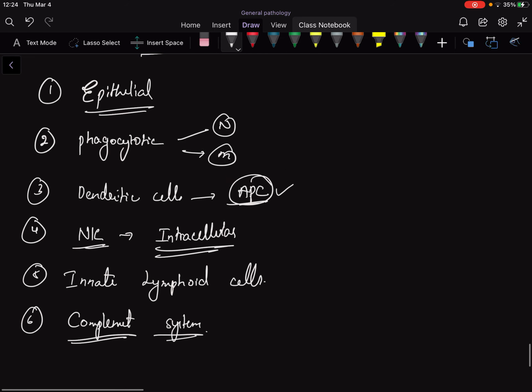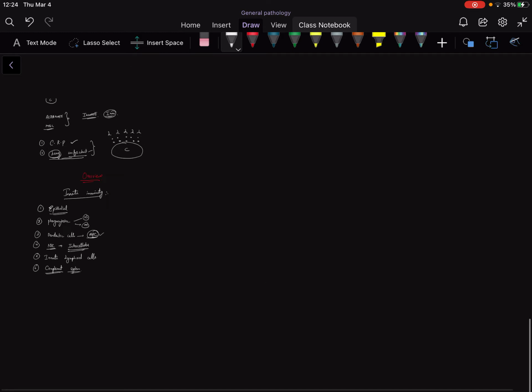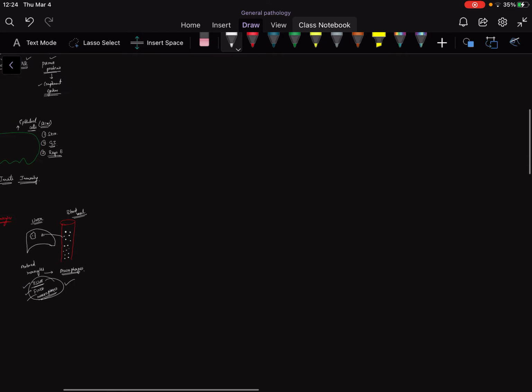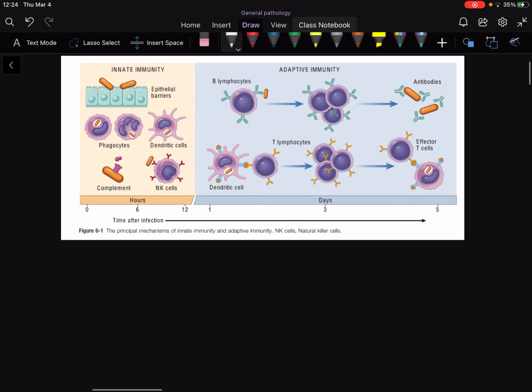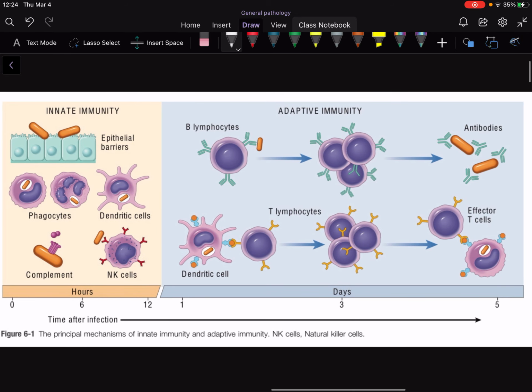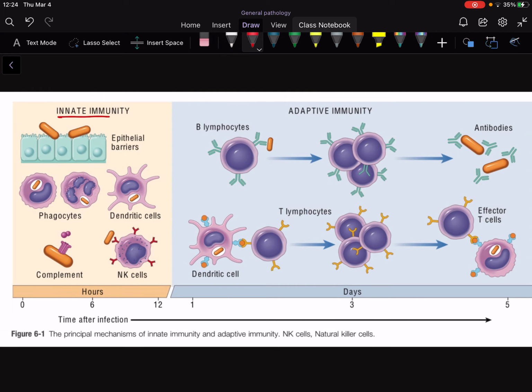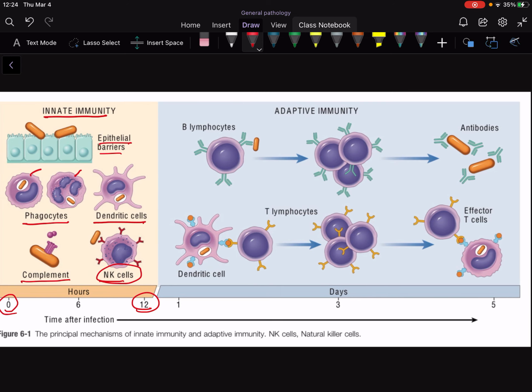In part 3 I'll be covering adaptive immunity. Before going into that, I want to show a small photo. So here is our innate immunity. It includes epithelial barriers like those in the skin, phagocytotic cells, neutrophils and macrophages, dendritic cells, complement proteins and natural killer cells. This will be activated between 0 to 12 hours.